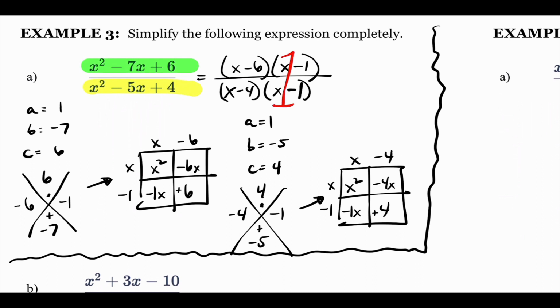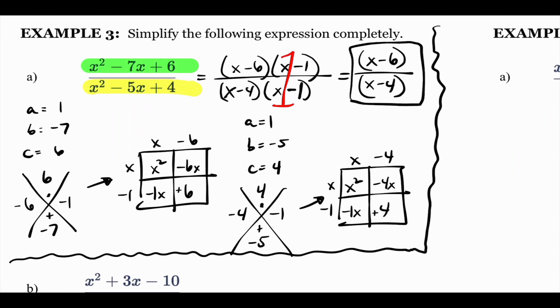Those two guys, right? X minus 1 and x minus 1. So now it's x minus 6 times 1, which is just itself. X minus 4 times 1, which is just itself. Anything times 1 is just going to be itself. Those aren't the same. They're close, but they're not the same. So I have to cancel them out.